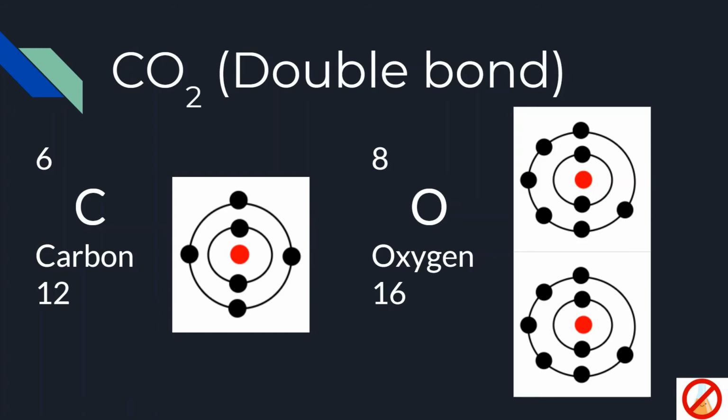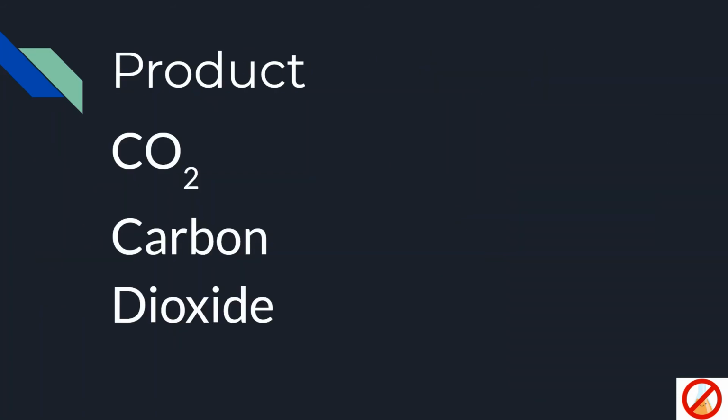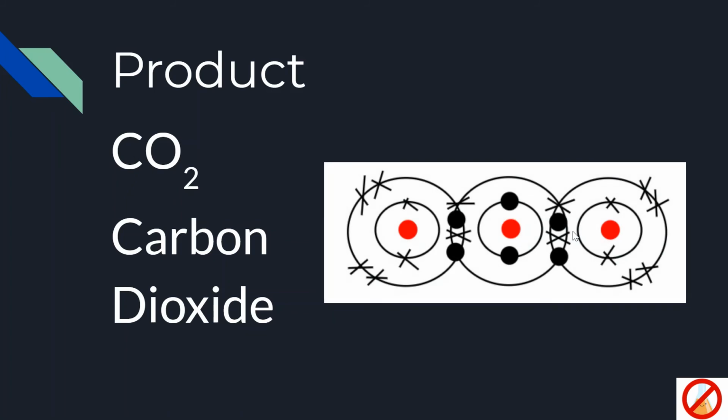The point now is to also achieve a full outer shell for both carbon and oxygen, but this one will be slightly trickier. In order to achieve a full outer shell, we end up with a product looking like this, which we call carbon dioxide. You can see we have the carbon in the center, having its 4 outer electrons bonded with the electrons on oxygen.